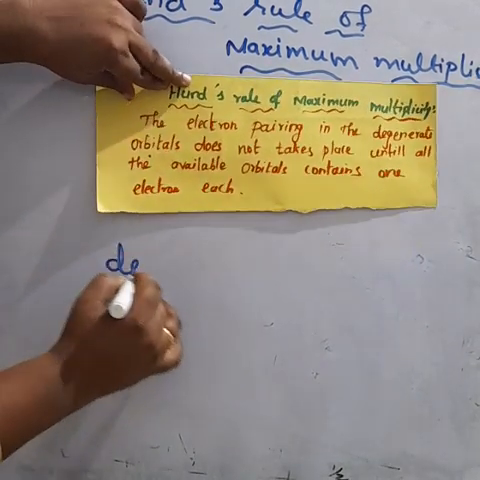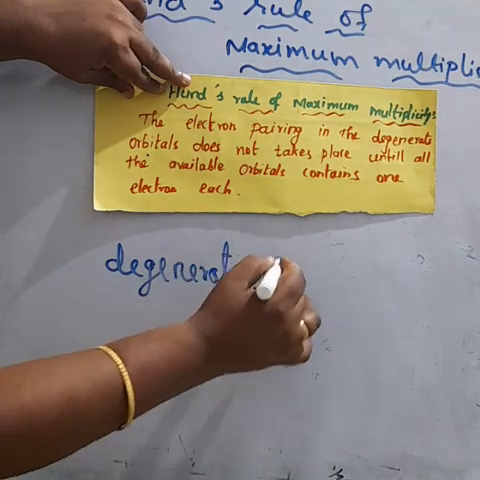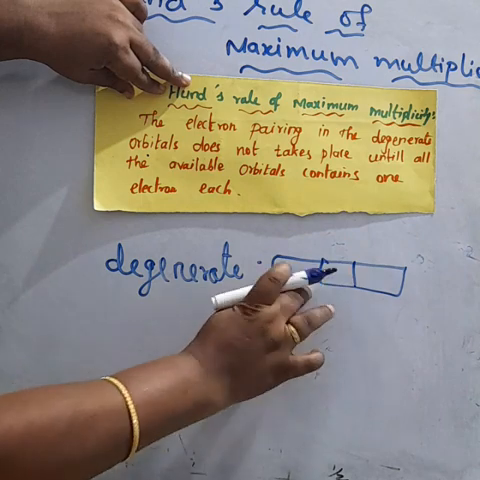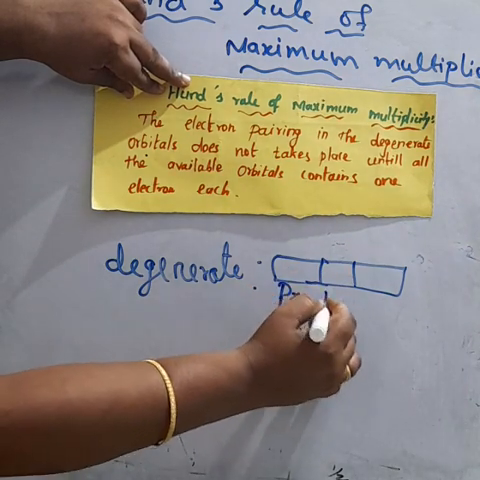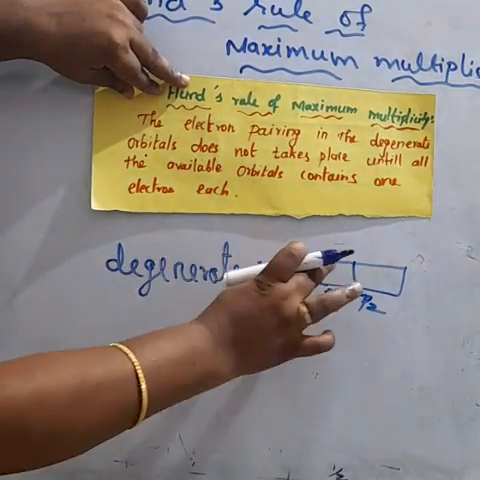What do we mean by degenerate? In the previous class we studied that. Degenerate means, if you take the p orbitals, how many possible orientations are there? There are three orientations: Px, Py, Pz. The three p orbitals have the same energy.